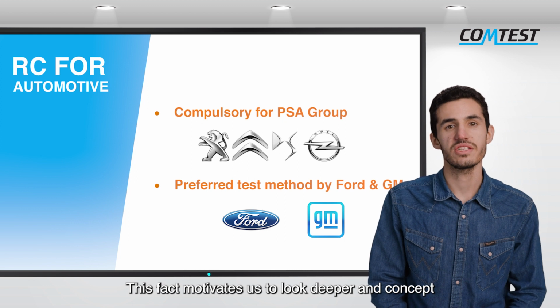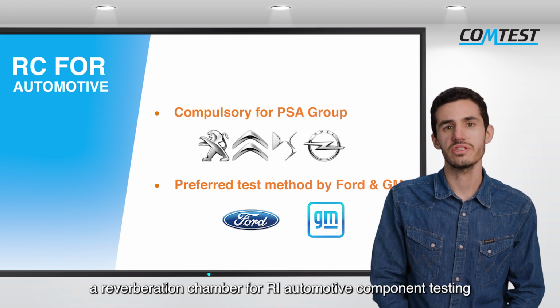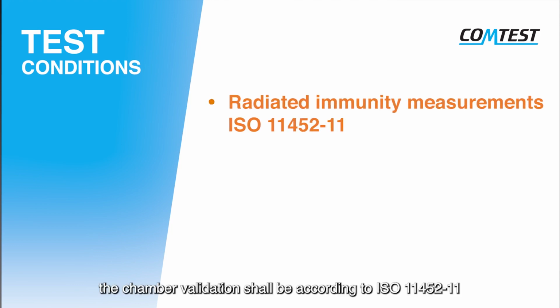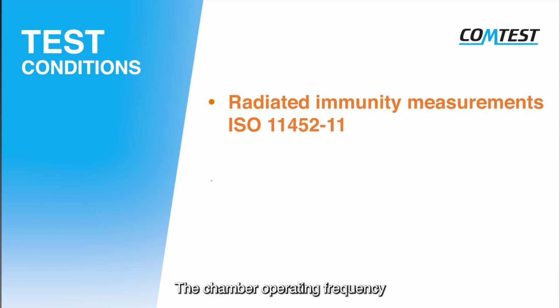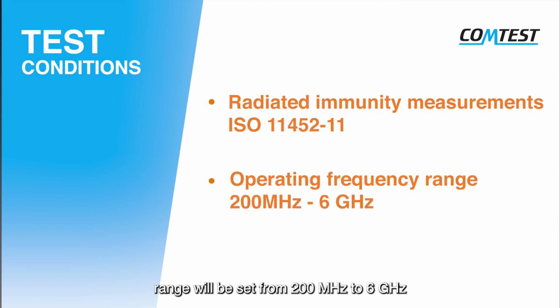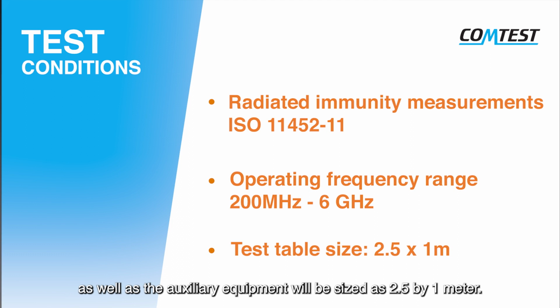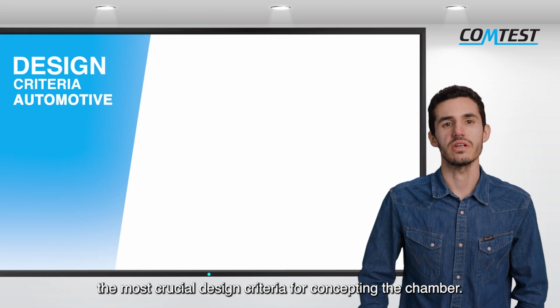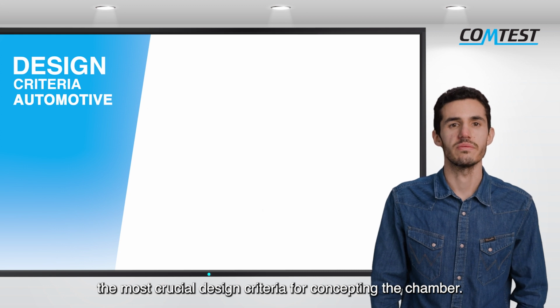This fact motivates us to look deeper and concept a reverberation chamber for radiated immunity automotive component testing following the standard directives. In this use case, the chamber validation should be according to ISO 11452-11, which describes the radiated immunity test procedure for automotive components. The chamber operating frequency range will be set from 200 MHz to 6 GHz, and the test table used for placing the EUT as well as the auxiliary equipment will be sized as 2.5 by 1 meter. In the next slides, we will share with you the most crucial design criteria for concepting the chamber.